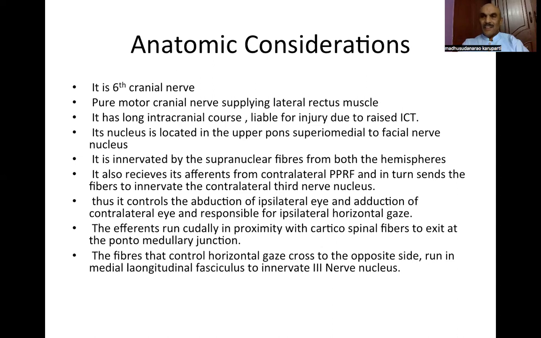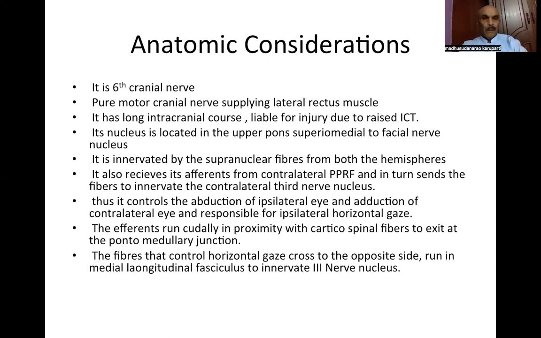Because the lesion is somewhere due to the cause of raised intracranial tension, and the abducens nerve now presents as an isolated cranial nerve palsy without any other findings related to the long tracts. So this is considered as a false localizing sign. We are going to touch that in the course of time.